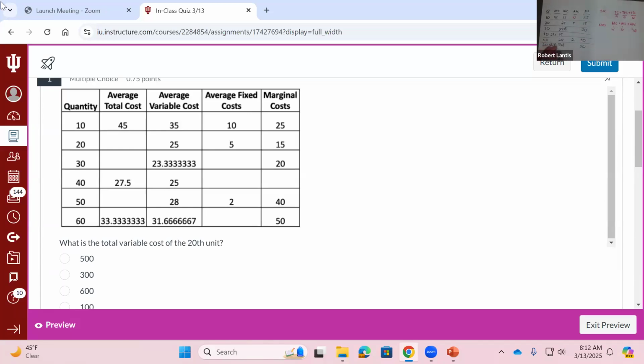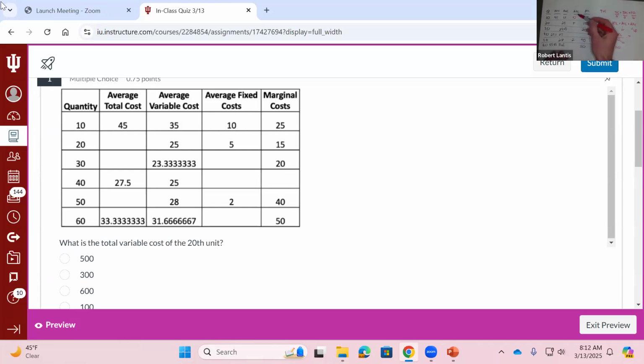So I've got my average fixed cost of 10. Now, how could I fill out my average fixed cost column very quickly? When I have a table like this, one thing I would do is try to figure out what my fixed costs are, and then I could fill out my average fixed cost column very quickly. So if I think about this quantity of 10, my average fixed cost would be my total fixed cost divided by quantity. So if my average fixed cost is 10 at a quantity of 10, a little bit of algebra, multiply both sides by 10. What does my total fixed cost have to be?